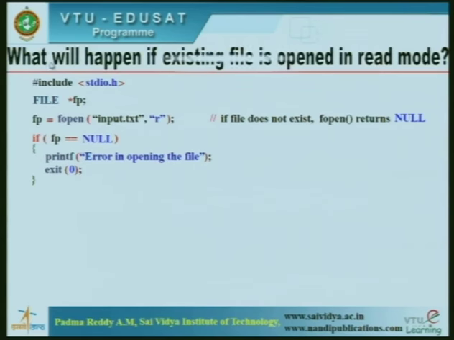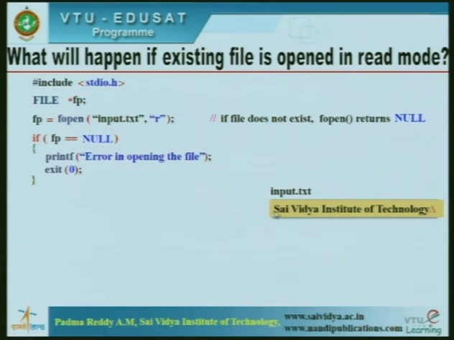Okay, next. Now let us see what will happen if an existing file is opened in read mode. Suppose a file input.txt already exists, and this is the text that is there in this particular file. If you observe, this is the text in the file, and this symbol indicates the end of file. I just indicate this symbol as the end of file marker.